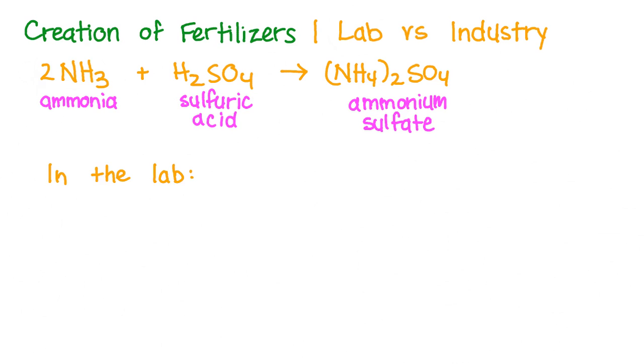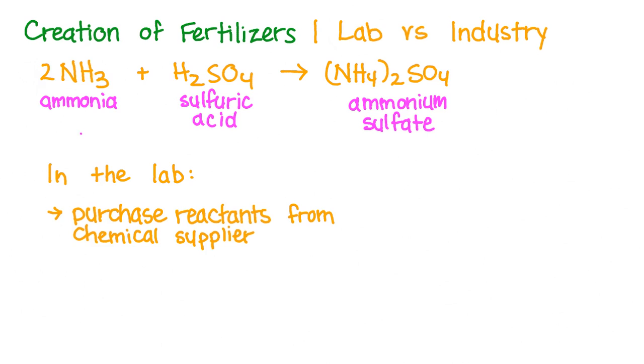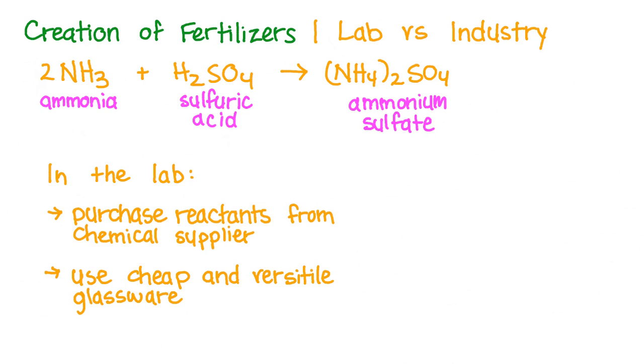If we were to perform this reaction in a lab to create fertilizer, we would need to purchase our reactants, ammonia and sulfuric acid, from a chemical supply company. We would perform this reaction in standard laboratory glassware. And when we perform this reaction, we would make batches of ammonium sulfate. If we want more ammonium sulfate, we would have to perform the reaction again to create another batch.